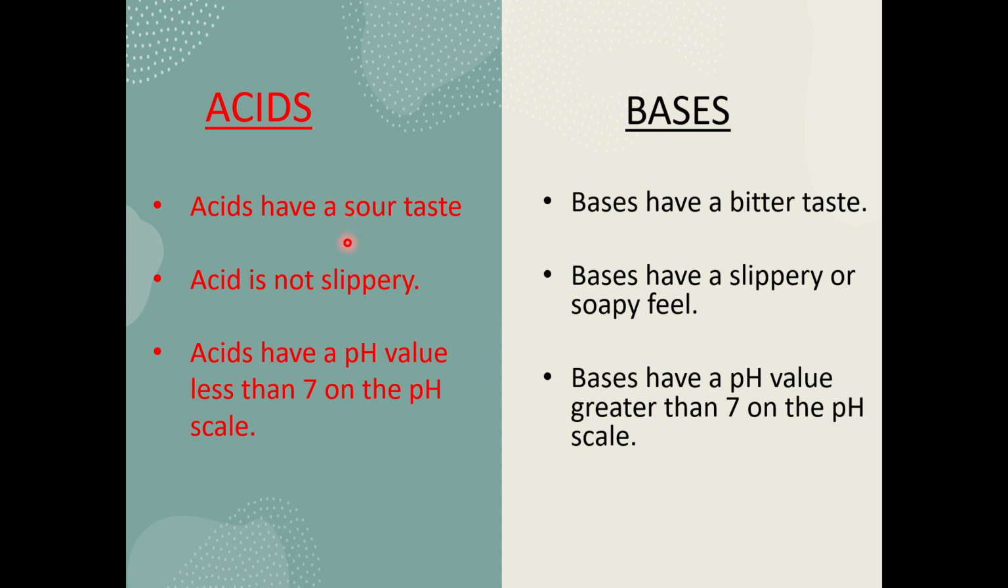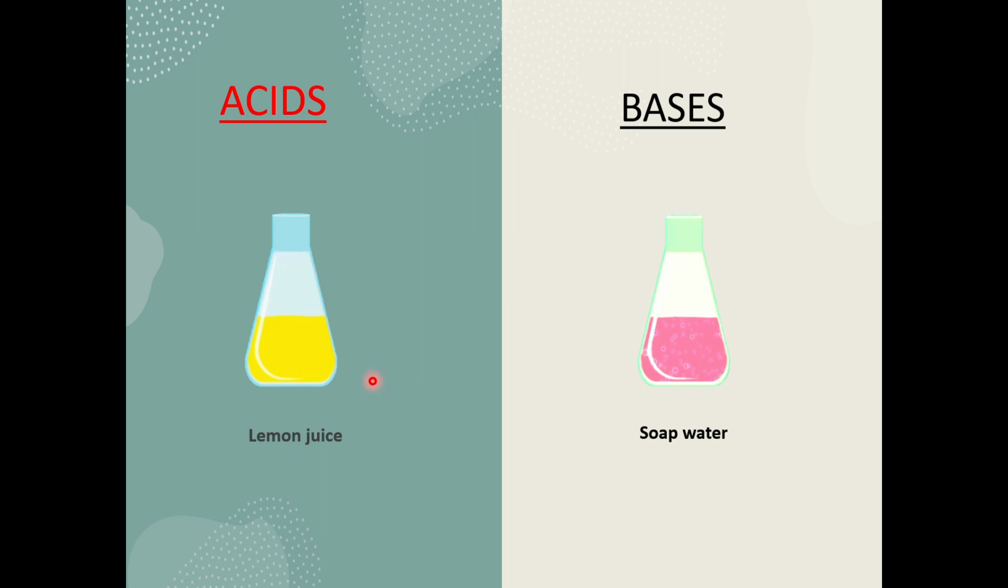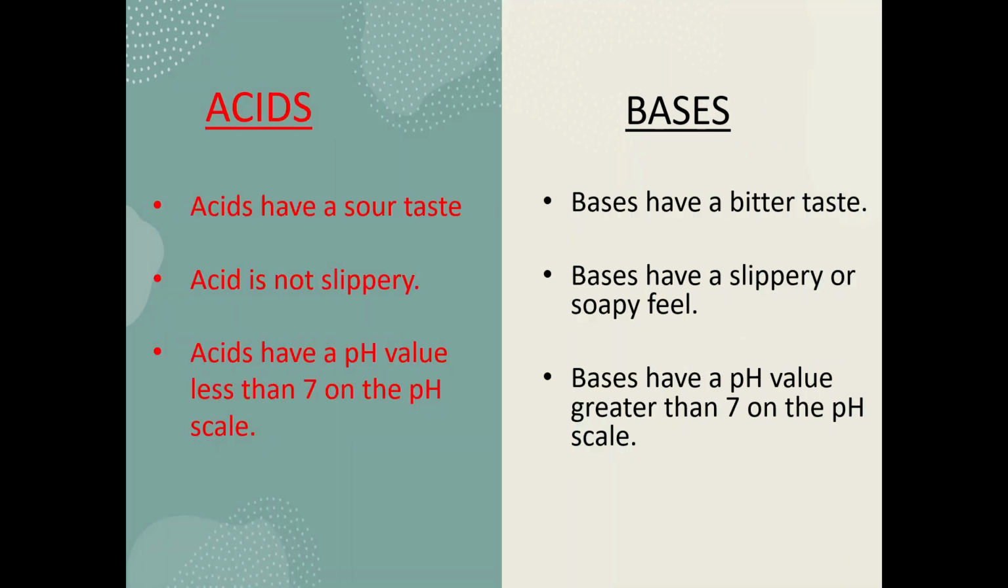So the first property of acid is that acid has a sour taste, and acid is not slippery. The other property is that acid has a pH value less than 7 on the pH scale. Now take an example of acid, lemon juice. What is the taste of lemon juice? It is sour in taste, right? So this is one characteristic property of acid.